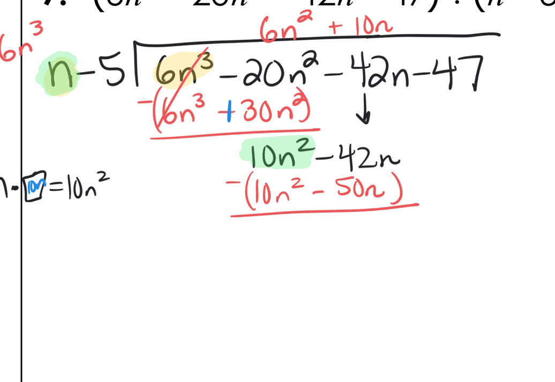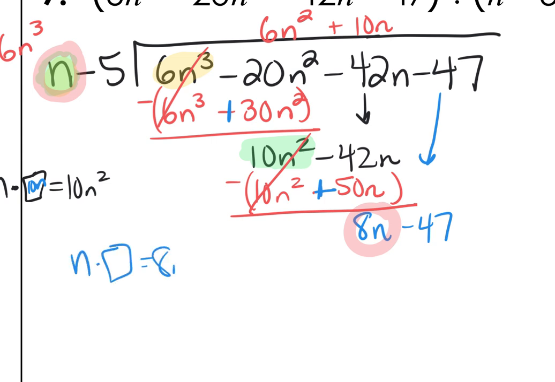10n squared minus 10n squared cancels out. Good, we want that. Negative 42n minus negative. Caution with that sign. Minus negative switches to plus. So negative 42 plus 50 gives me 8n. Bring down minus 47. Back to the outside now. N times what gets you 8n? Yes, 8. So up here, I'm going to do a plus 8.